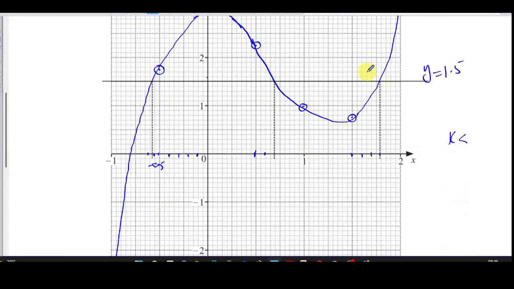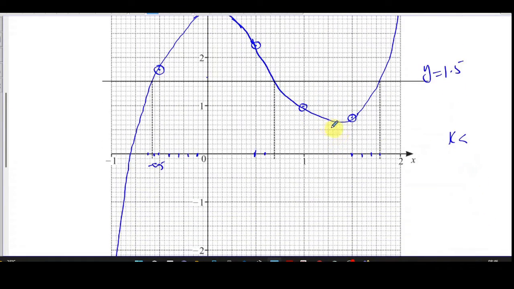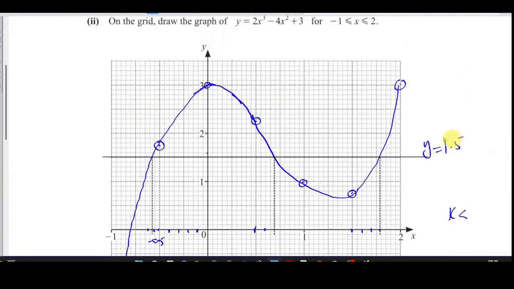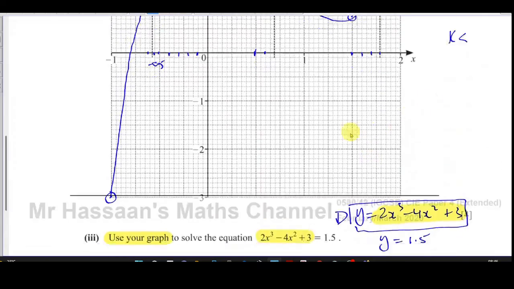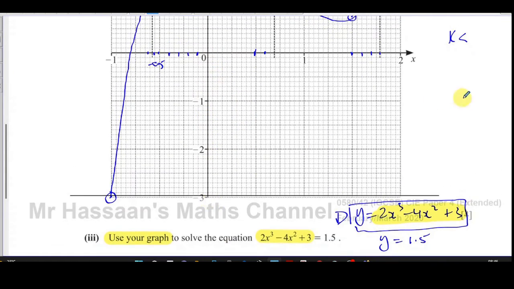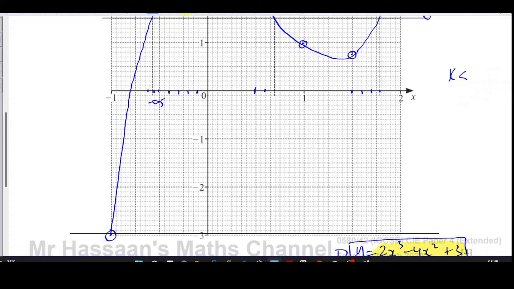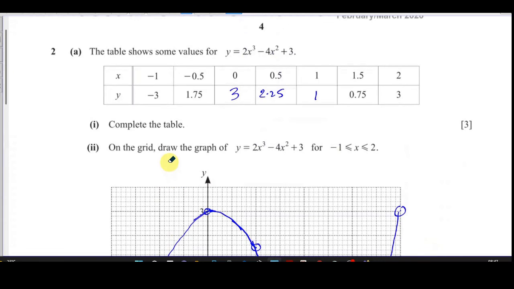But here it's restricted, so you would say, if it was restricted like this, you would say k is less than 0.65, but because it's asking you for integer solutions, okay, you can put down 0 or -1 or -2 or -3. Any of those would be correct answers. All right, so I hope that's clear. That answers question number 2A, part 2.